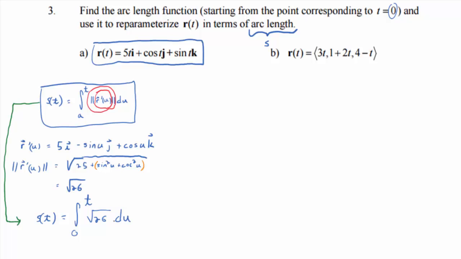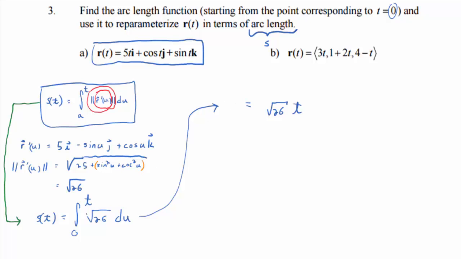But we can evaluate that, right? So let's go ahead and do it. So what's the value of that integral? Well, okay, t times root 26, right? Does everybody believe that? Root 26 times t? Yeah? So I skipped the evaluation, but if you evaluate it, you get root 26u evaluated from 0 to t, and so that just becomes root 26t. Does everybody buy that?